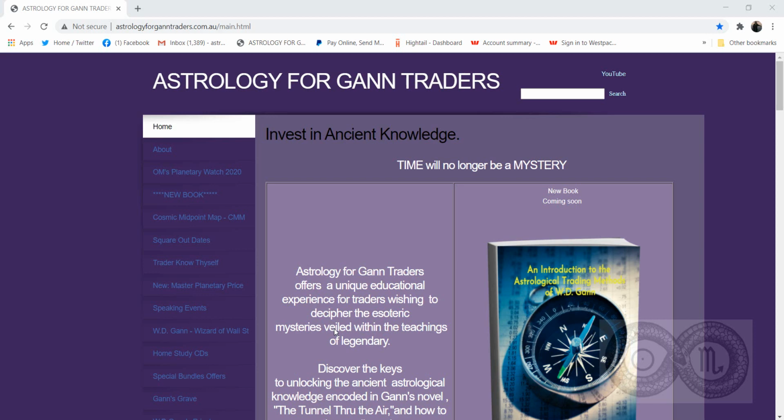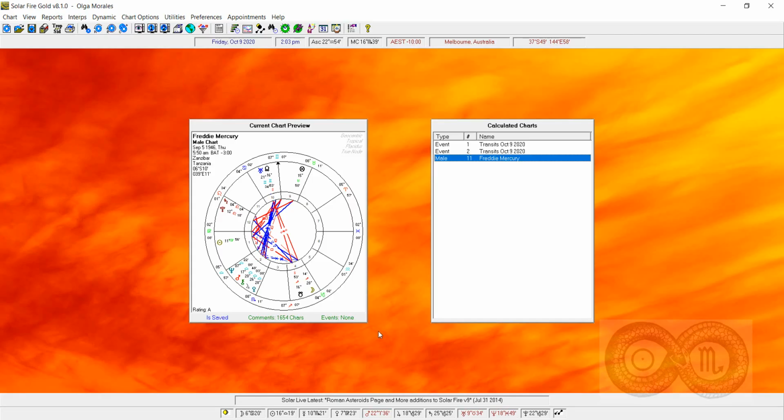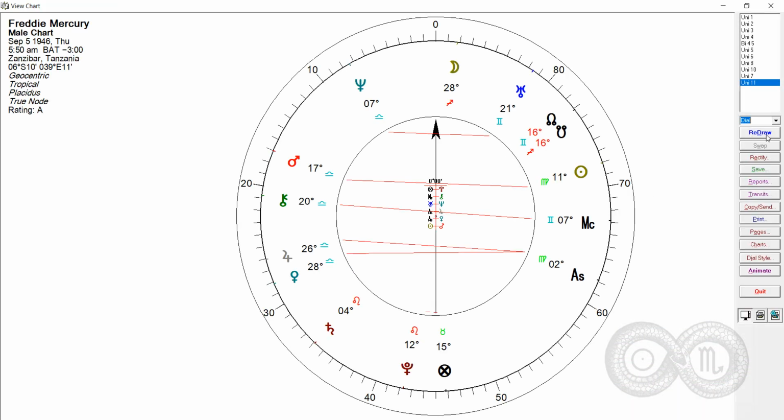Now, I've been asked by a few people on Twitter to sort of explain the 90-degree dial that I use predominantly in my analysis, as I'm a cosmobiologist, and we use the 90-degree dial and midpoint. So what I'll do is, if you've got Solar Fire, it's the only program I use, so I don't know how many other software programs have the 90-degree dial. But anyway, we're going to look at Freddie Mercury. He's one of my favorite singers.